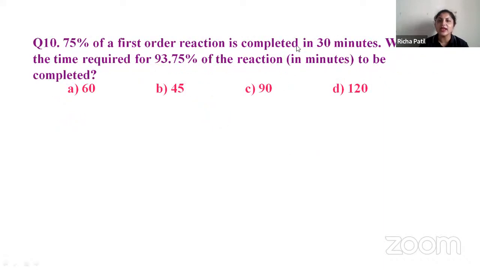75% of a first order reaction is completed in 30 minutes. What is the time required for 93.75% of the reaction to be completed? Okay. So we had seen that.